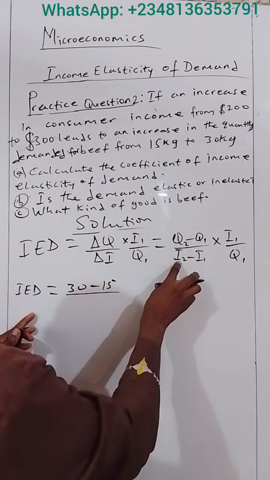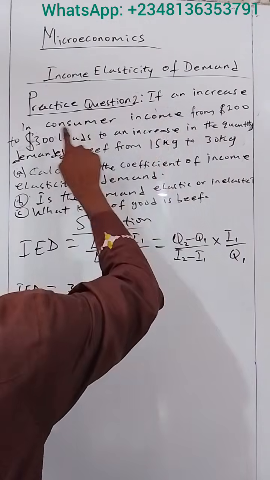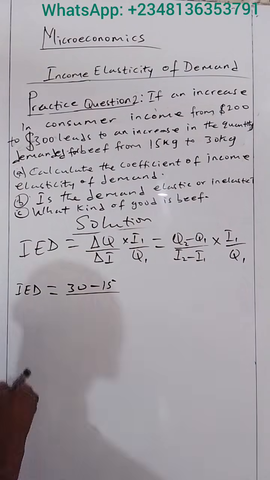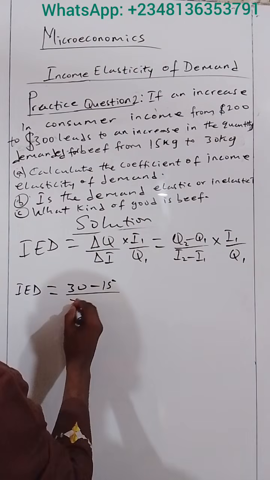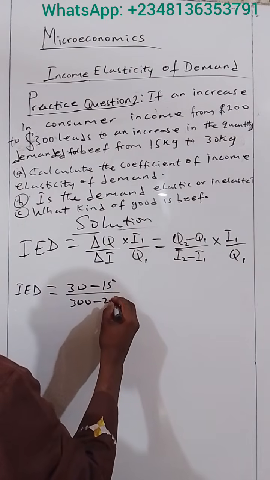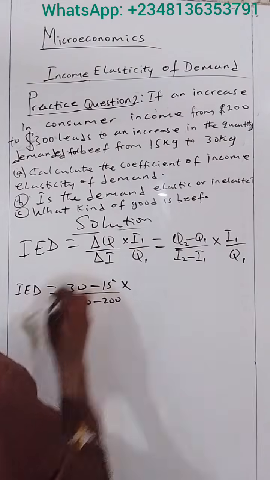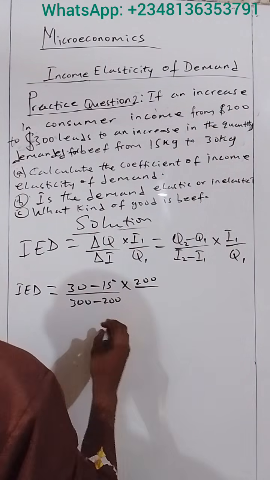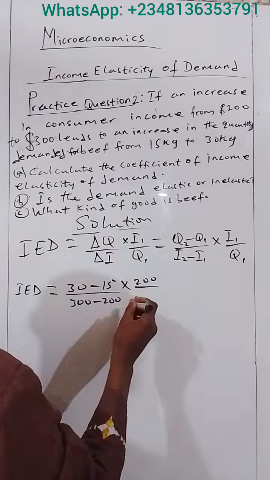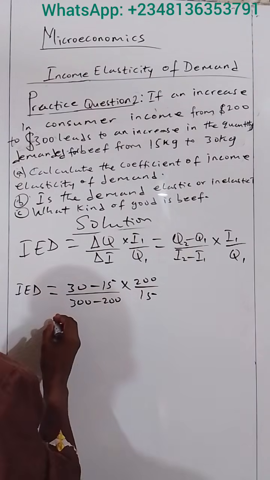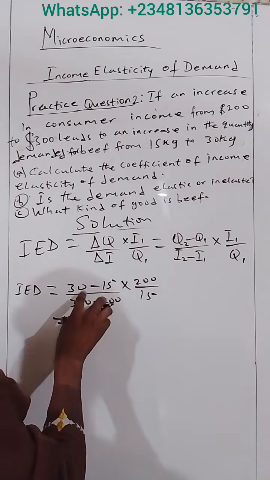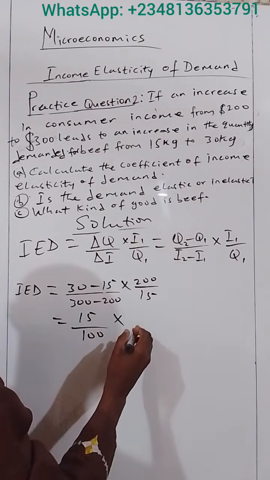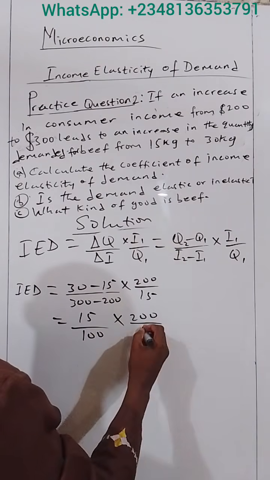Then we divide by income. You say there's an increase in the consumer income from $200 to $300. So the new income is 300, then the old is 200. Then multiply by the initial income, which is before the change, 200, divided by the initial quantity demanded, which is 15. So we have 15 divided by 30 minus 15, that is 15. 300 minus 200, that is 100.